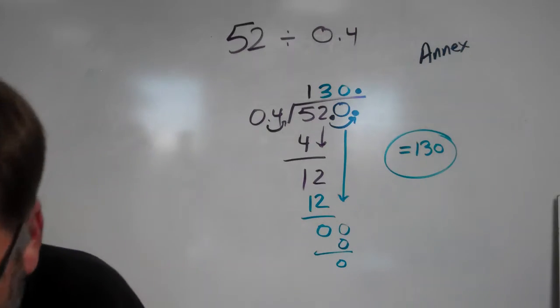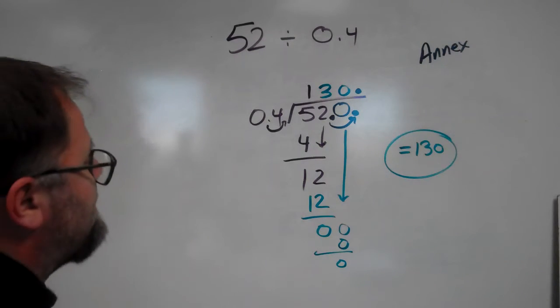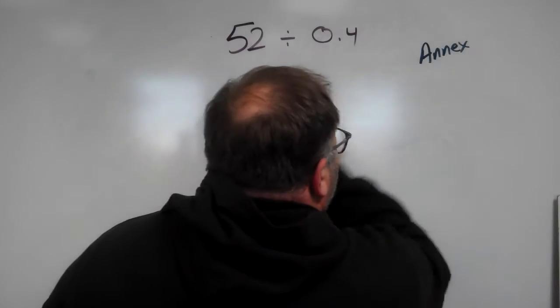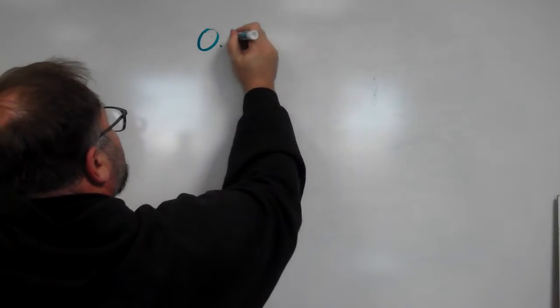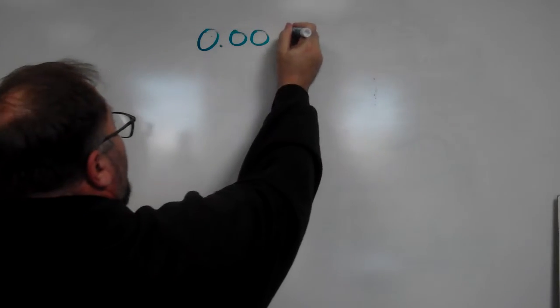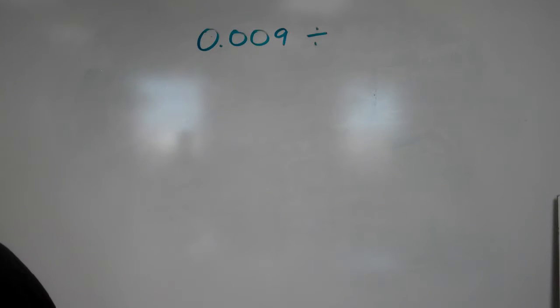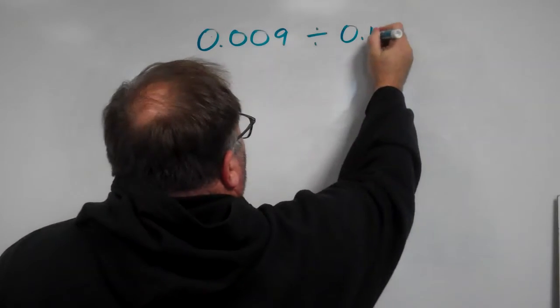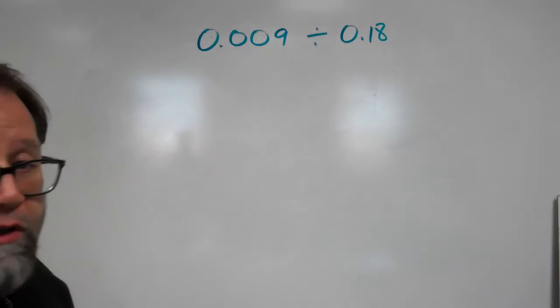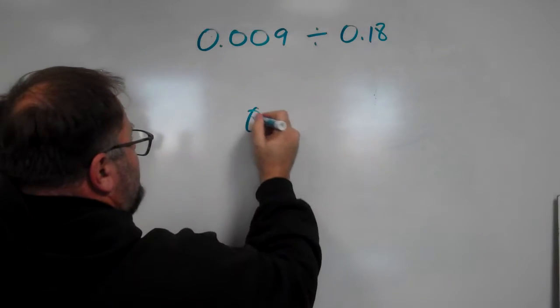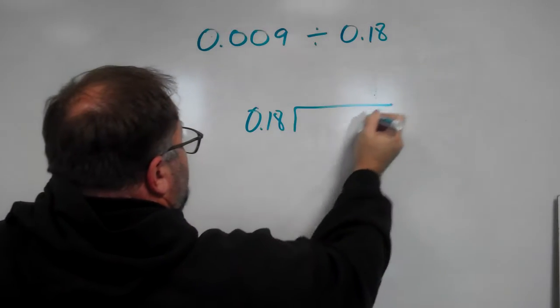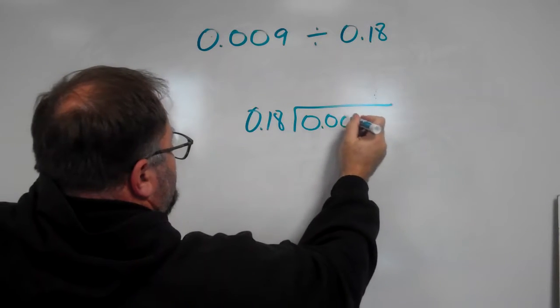All right, let's do one more. And it's this one. So erase, erase, erase, erase, erase. I've got 0.00. Let me check and see here. 2 zeros. 9 divided by 0.18. Let's set it up with our division bracket. I got 0.18. Gazinta machine, 0.009.